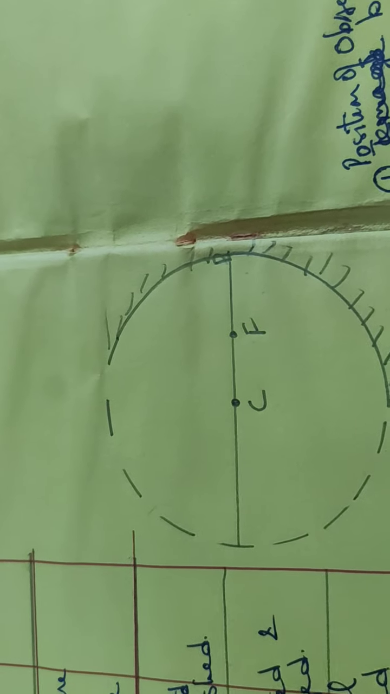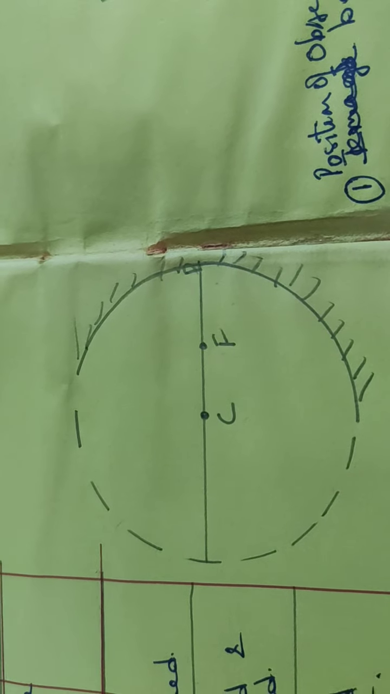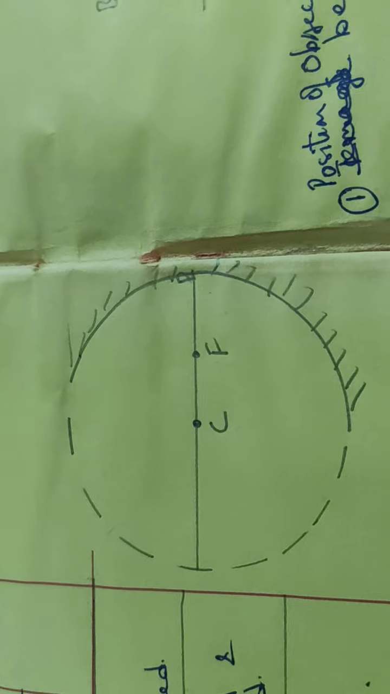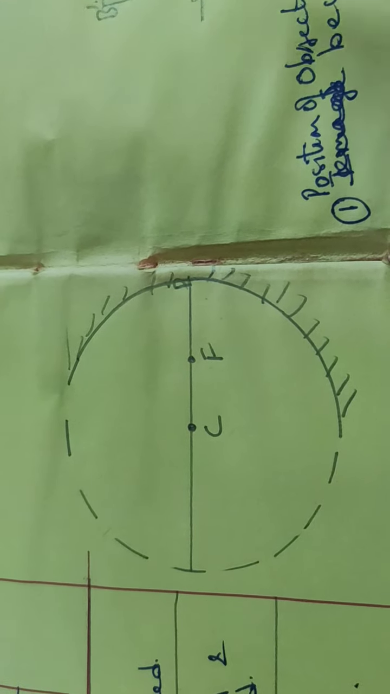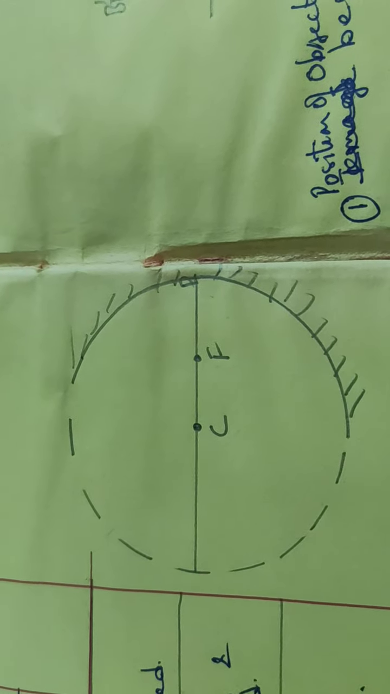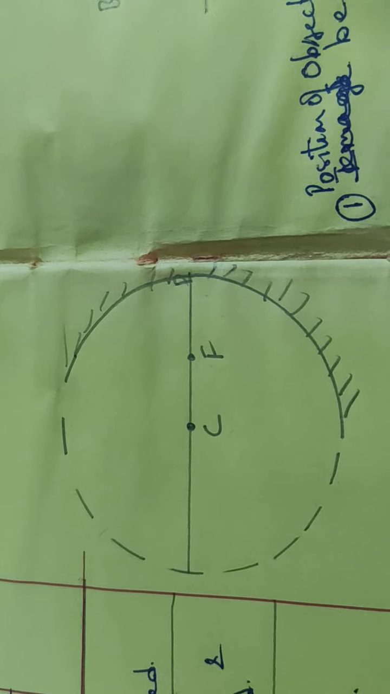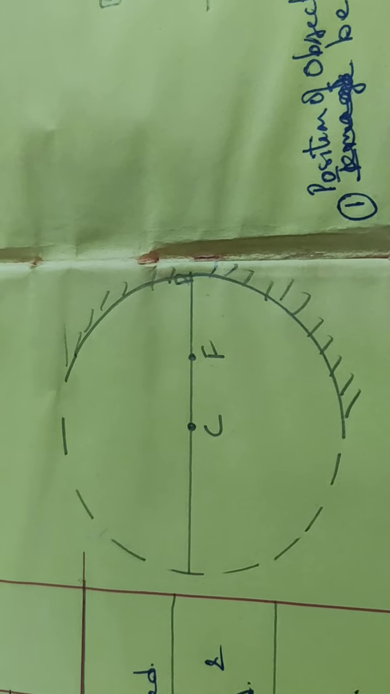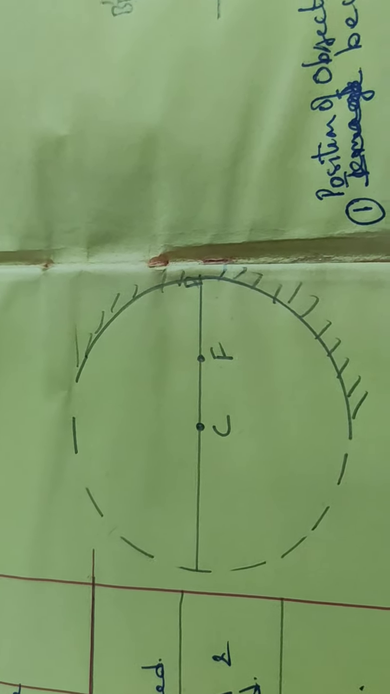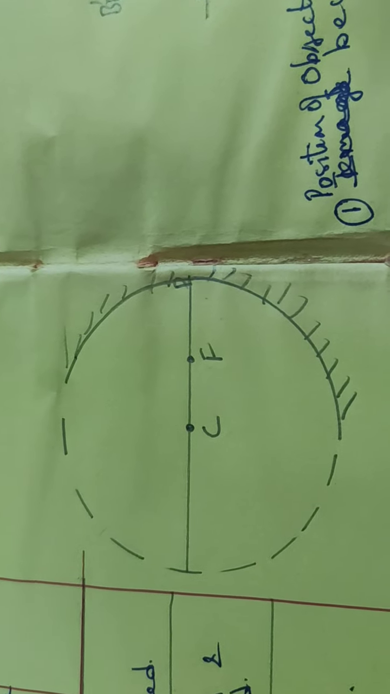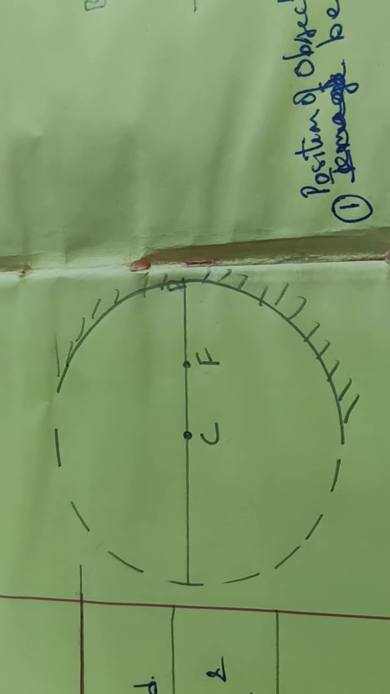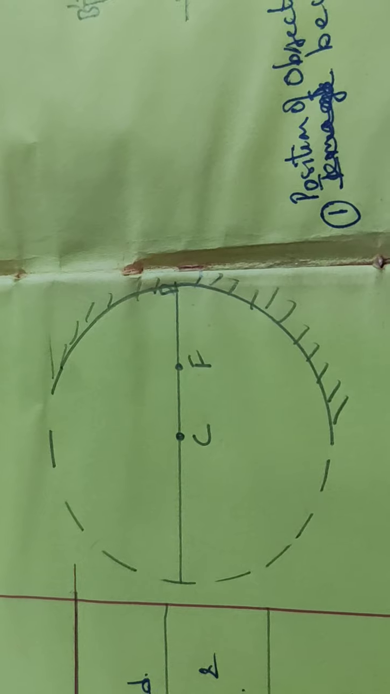Today we'll discuss what will be the image of the different objects when placed at different positions in front of a spherical mirror, and in this case we'll be talking about the concave mirror. Clear? In the classes earlier I have already told you what are concave and convex mirror.